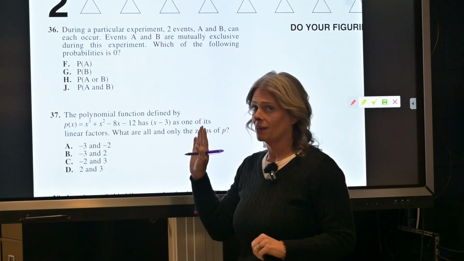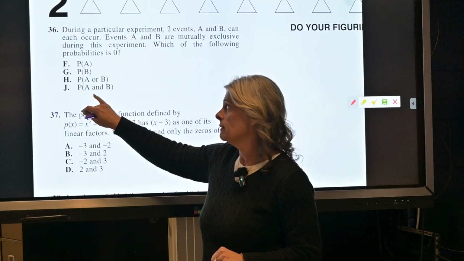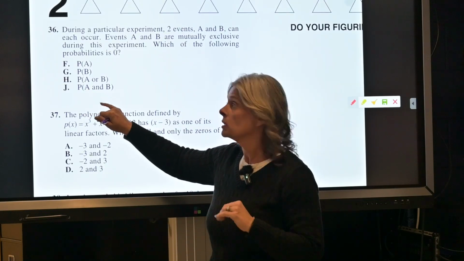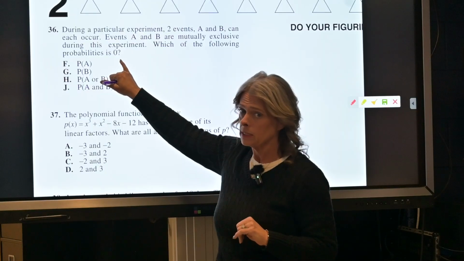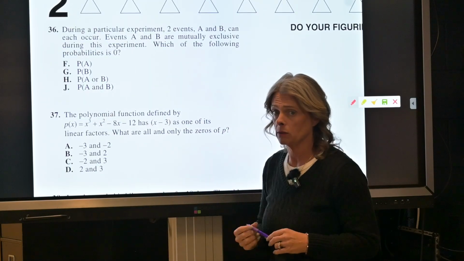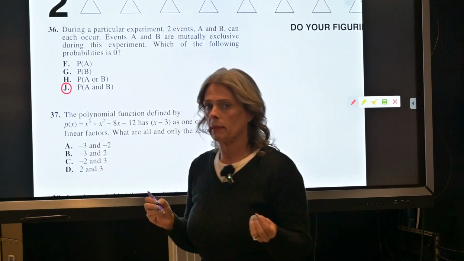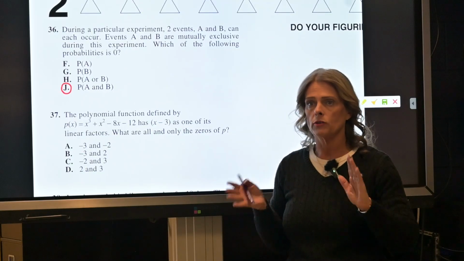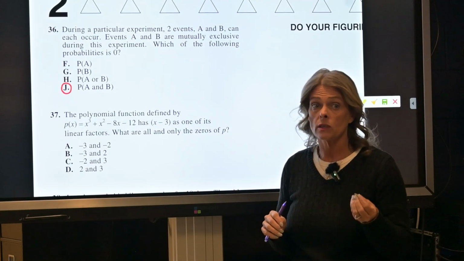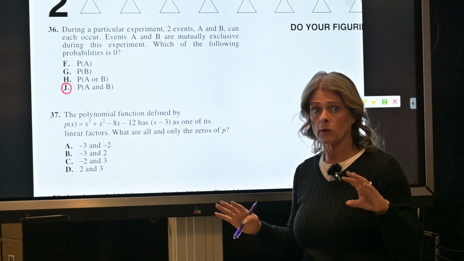So the only one that cannot work is the one that says "and," because it's saying the probability of A and B occurring, but that can't happen because they're mutually exclusive, and the probability is 0. So this is going to be P(A and B), okay? There's nothing to work out. It's more just knowing what that means. The "and" means both have to occur. But in this, it's telling us that they're mutually exclusive. So that's really a vocab word you need to remember, mutually exclusive. They don't happen at the same time, okay?